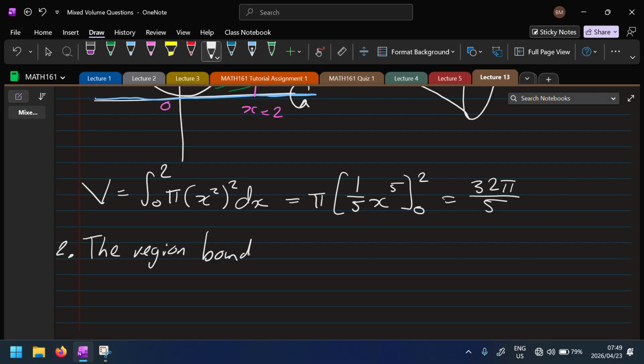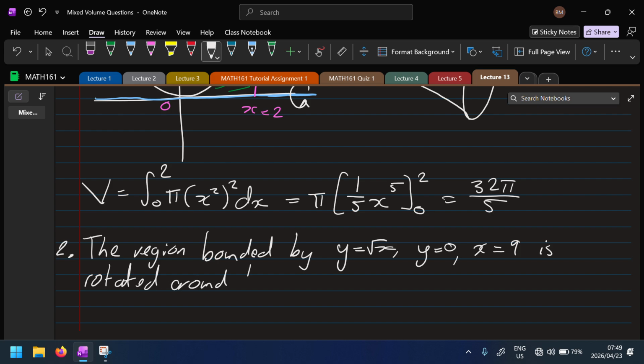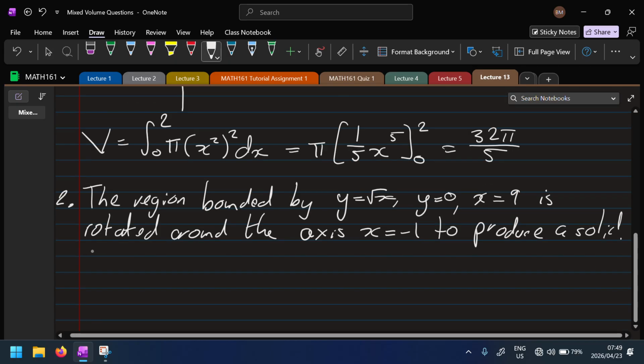Okay, the region bounded by y equals root x, y equals 0, x equals 9, is rotated around the axis x equals -1 to produce the solid. Okay, find the volume.